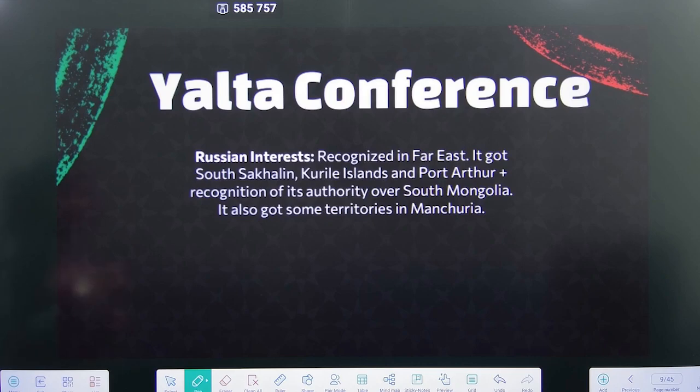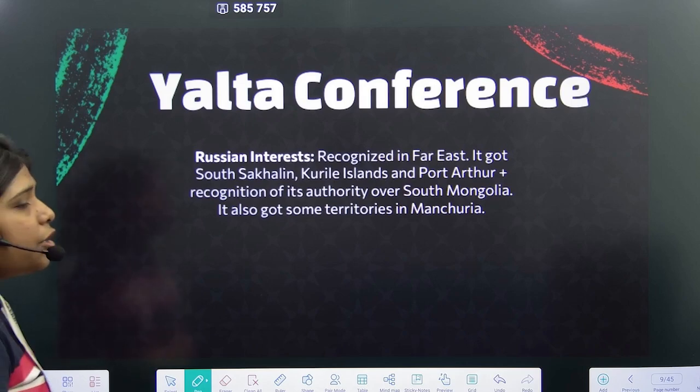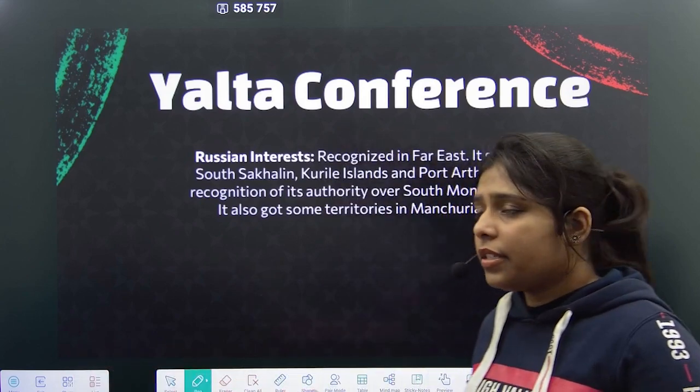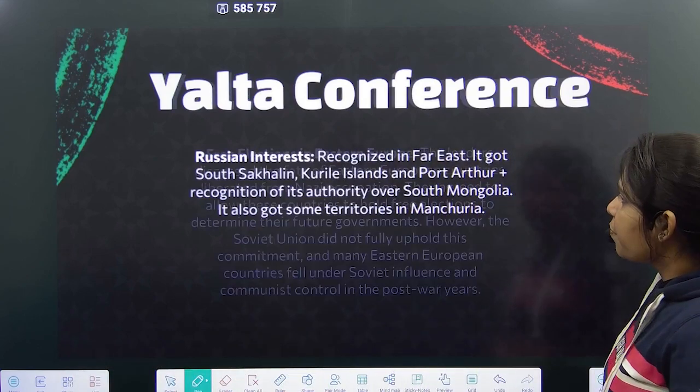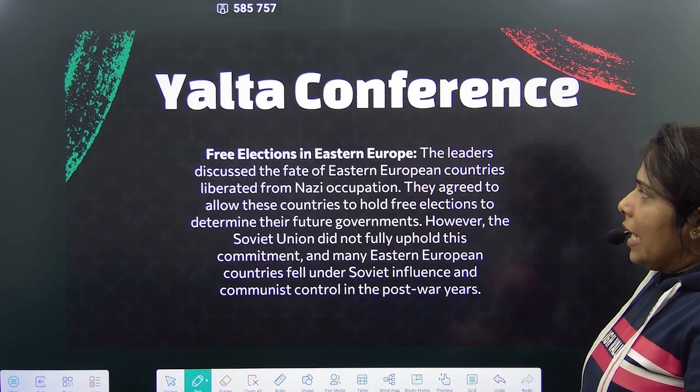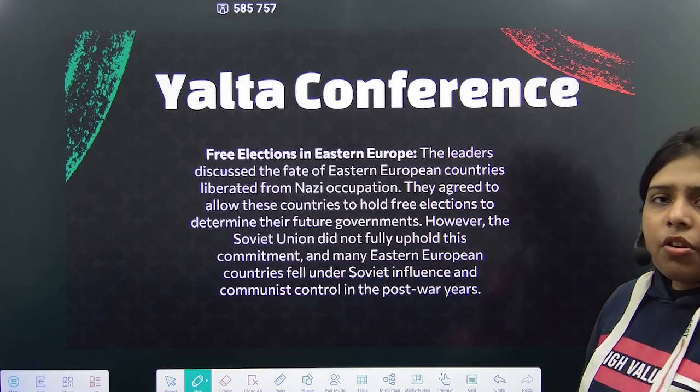See, Russia had already got South Sakhalin, the Kuril Islands, and Port Arthur. Okay, plus in the Yalta Conference, it was also recognized that Russia does have its authority over South Mongolia. Russia got some territories of Manchuria as well. So Russian interests were not overlooked, because you participated in the war, you get these territories as a part of the war. It was also decided that there will be free elections in Eastern Europe.